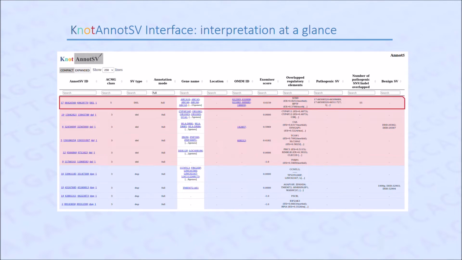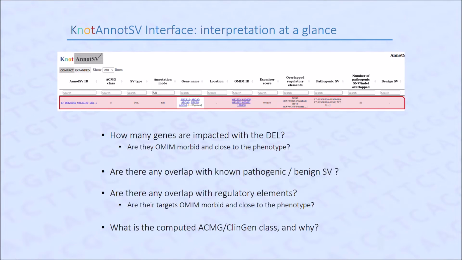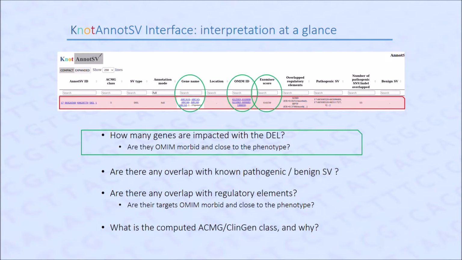As you can see, with the ACMG class, just here, the top line is the only one classified as pathogenic, and the other SV are all classified as VOUS, variant of unknown significance. So, okay, let's focus on this deletion. There are different key questions to answer. First question, how many genes are overlapped? Well, we can see that 23 genes are overlapped.